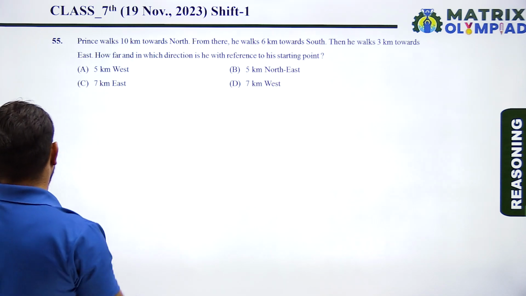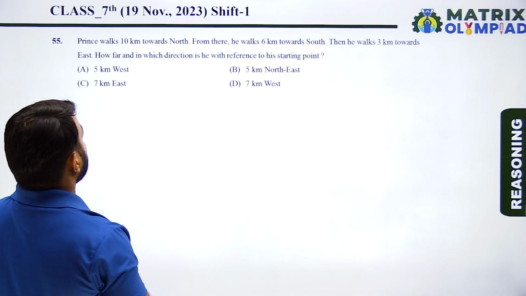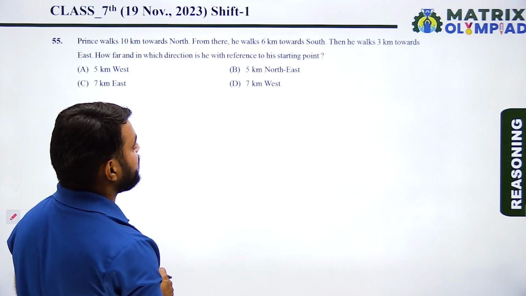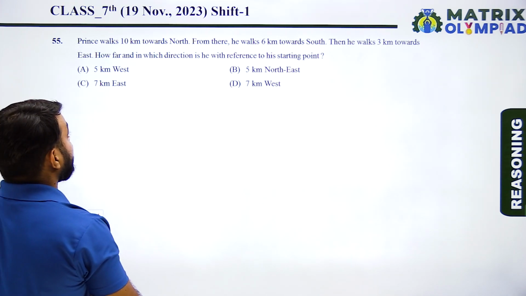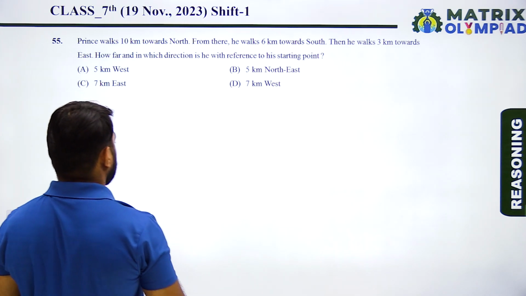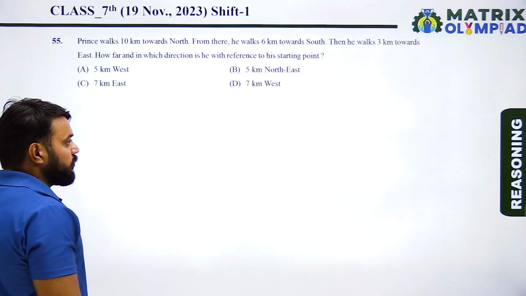The next question is question number 55. Prince walks 10 kilometers towards north. From there, he walks 6 kilometers towards south. Then he walks 3 kilometers towards east. How far and in which direction is he with reference to his starting point?